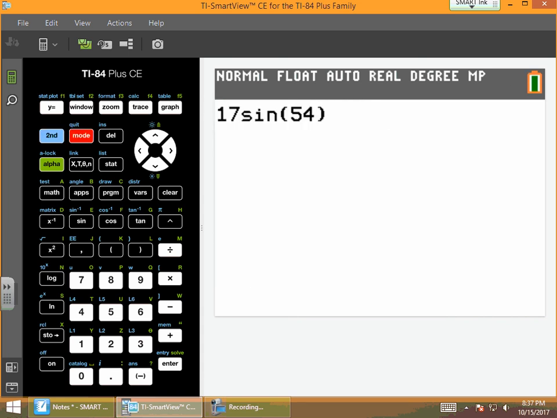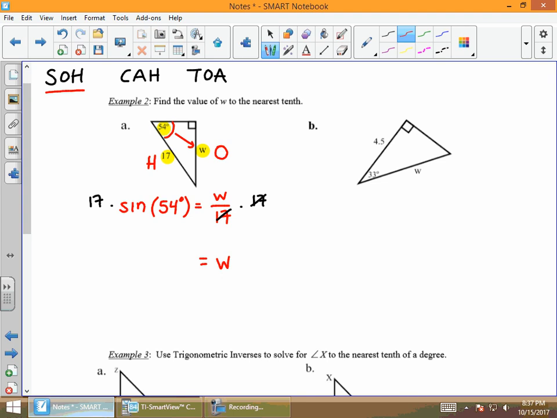So 17 times the sine of 54 degrees is 13.75. So W is 13.75. And that should make sense because we know the hypotenuse has to be the longest side. So since W is a leg and 17 is the hypotenuse, my answer should have been less than 17, which it was.